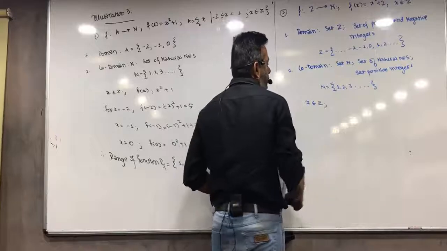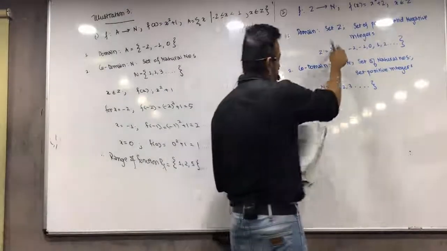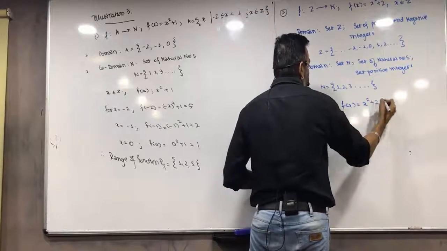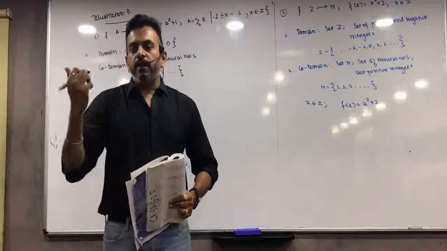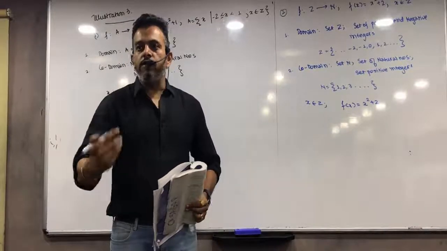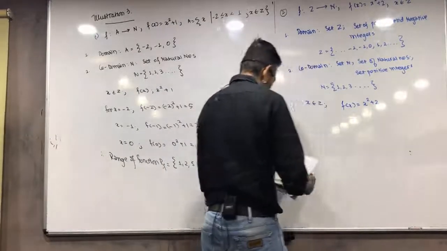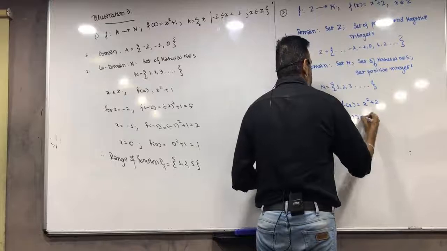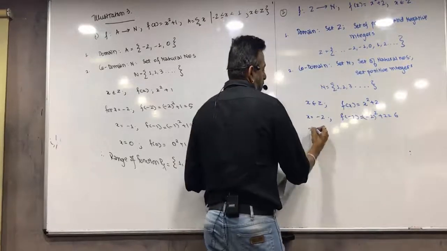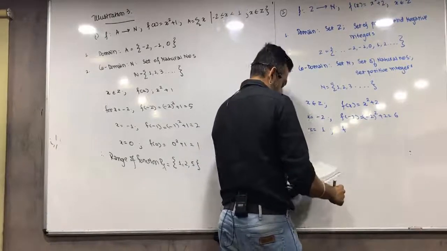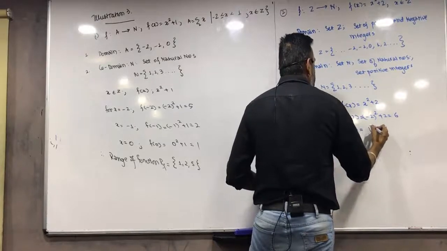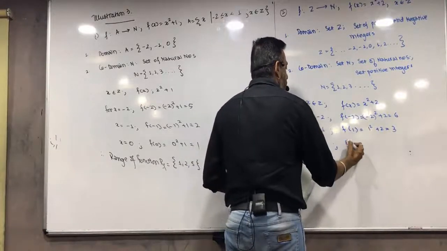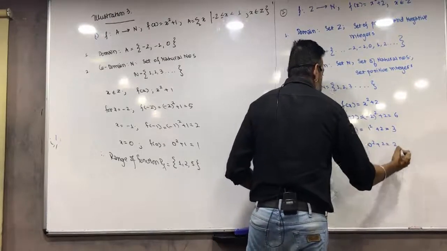x belongs to Z, so we can take any numbers from Z. Okay? f of x is equal to x square plus 2. Since it is x square, can I say any negative number from Z will result in an output that is always positive. So let's check it out for 2, 3 numbers. x is equal to minus 2: f of minus 2 is equal to minus 2 square plus 2, which is 6. x is equal to 1: 1 square plus 2 is equal to 3. x is equal to 0: f of 0 is equal to 0 square plus 2, which is equal to 2.